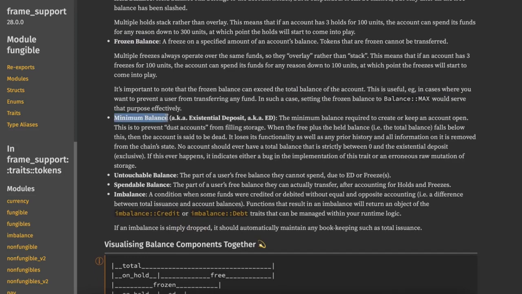Minimum balance, aka existential deposit, aka ED. So this is one of the easiest ones. This is the minimum balance required to create or keep an account open. This is to prevent dust accounts from filling the storage. So this is done to incentivize users to clean up after themselves and not generate multiple accounts which don't cost anything, but take space on chain.